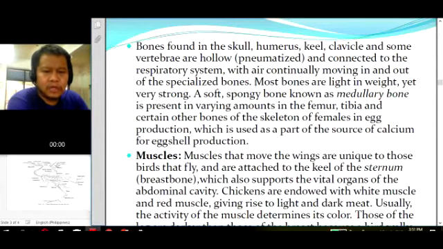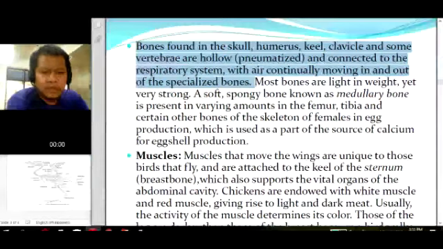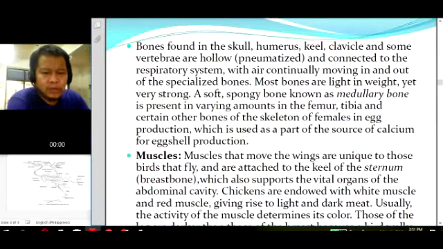So those are what we call pneumatic bones. And pneumatic bones function for respiration. Okay. So most of the bones are light in weight yet very strong. So rather, we have a soft spongy bone known as medullary bone.